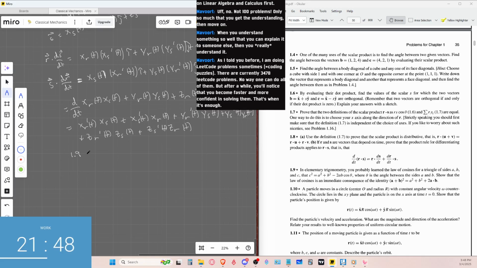As I told you before, I'm doing LeetCode problems, sometimes equaling coding puzzles. There are currently 3,478 LeetCode problems. No way one can do all of them. But after a while, you'll notice that you become faster and more confident in solving them. That's when it's enough.